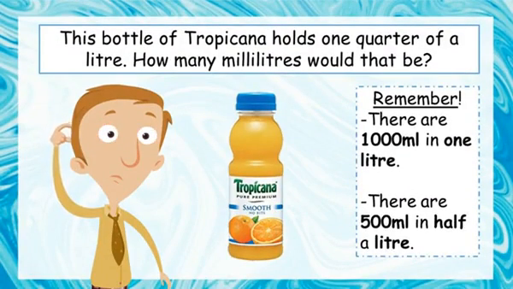Take a look at this bottle of Tropicana. If you've ever seen one of these before, you know that they're quite small. It holds 1/4 of a litre. How many milliliters would that be? Remember, there are 1,000 millilitres in a litre and 500 millilitres in half a litre. So how many would there be in a quarter of a litre? Pause the video and write down an answer.